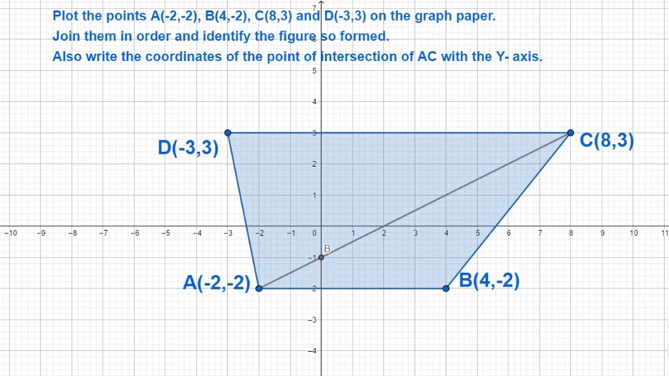Yes, tell me. Come on. I have already told you. Yes, since it lies on the y-axis, that means the x coordinate is 0. So what are the coordinates of this point? We will label it as E, 0 comma minus 1.